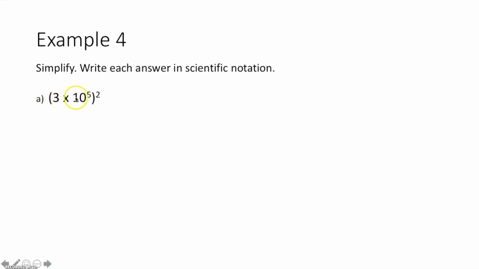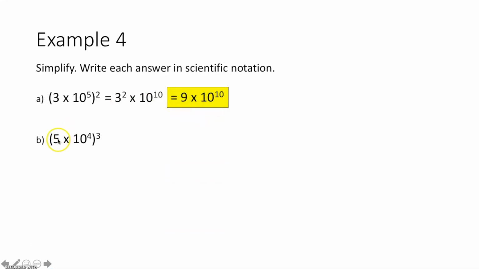So we have 3 times 10 to the 5th, all being raised to the 2nd power. So what we want to do is distribute this 2 to the 5, the exponent for your 10, and the exponent for your 3, which is a 1. So this becomes 3 squared times 10 to the, what's 5 times 2? That's 10, so 10 to the 10th. Now what's 3 squared? That's 9, so we simplify that. Because 9 is between 1 and 10, this is our answer, and we're done.